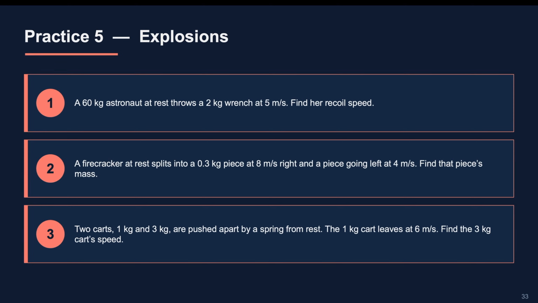Okay, so let's try these problems now. A 60 kg astronaut at rest throws a 2 kg wrench at 5 meters per second. Okay, so initial momentum is 0, so its final momentum is going to be 0 as well. A 2 kg wrench at 5 meters per second, right? And let's just say that's to the right. They gave us a positive velocity, so I would assume it's to the right.